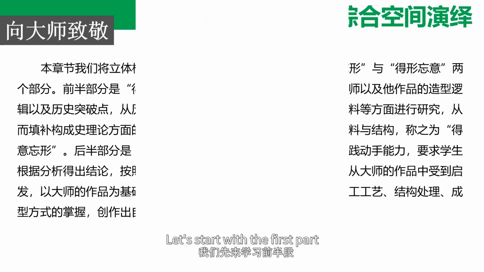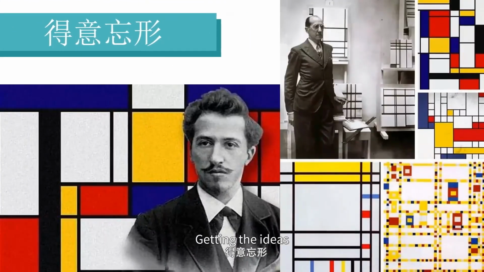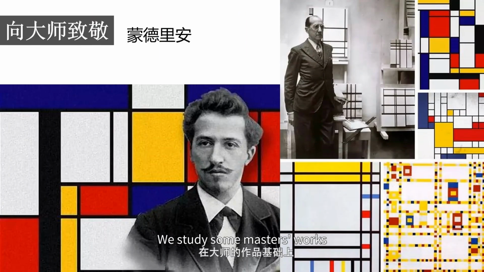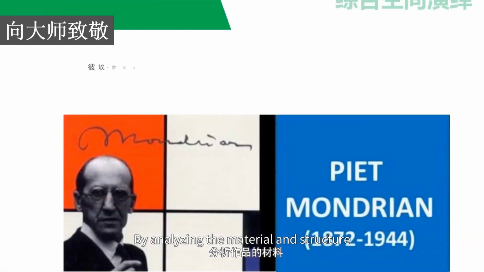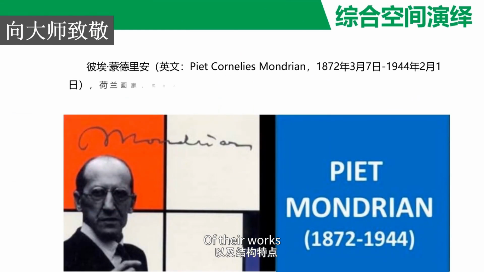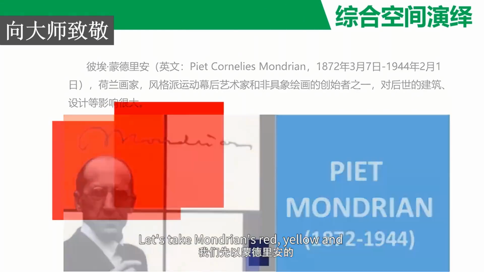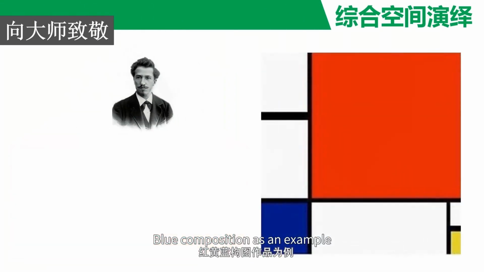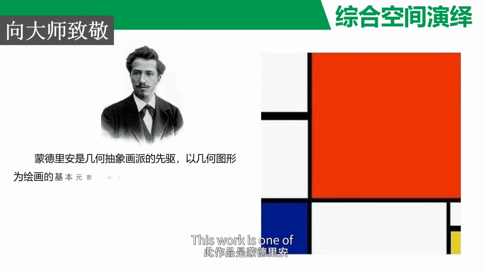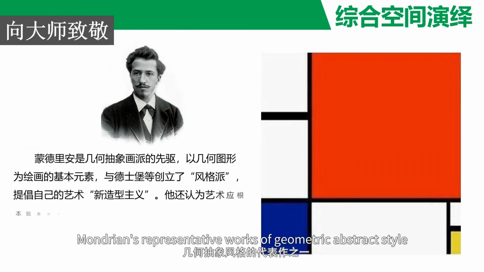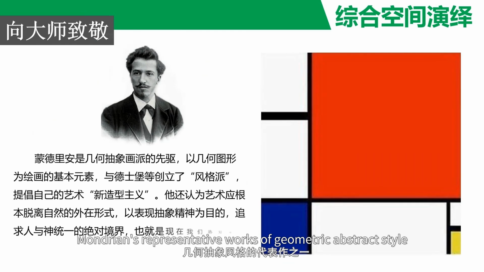Let's start with the first part, getting the ideas. In this part, we study some master's works by analyzing the material and structure of their works. Let's take Mondrian's red, yellow, and blue composition as an example. This work is one of Mondrian's representative works of geometric abstract style.